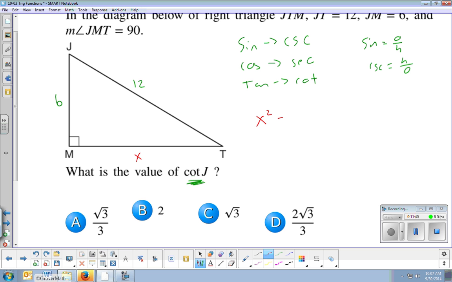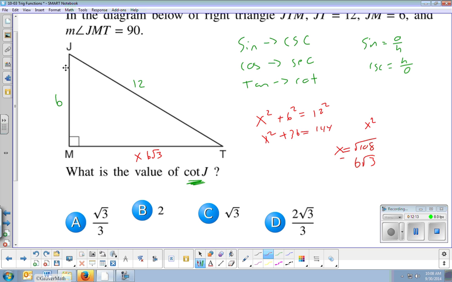So that'd be x squared plus 6 squared equals 12 squared. X squared plus 36 is 144, minus 36 is 108, and so then you're doing x equals rad 108, which you would then need to reduce. And again, I'm going to shoot through this. It simplifies to 6 rad 3, so this is 6 rad 3.